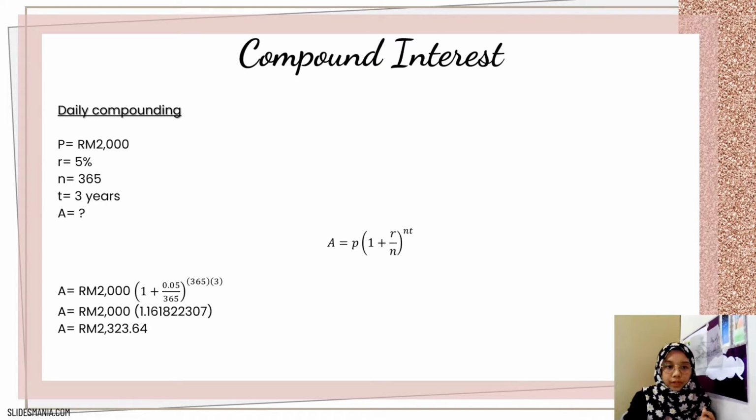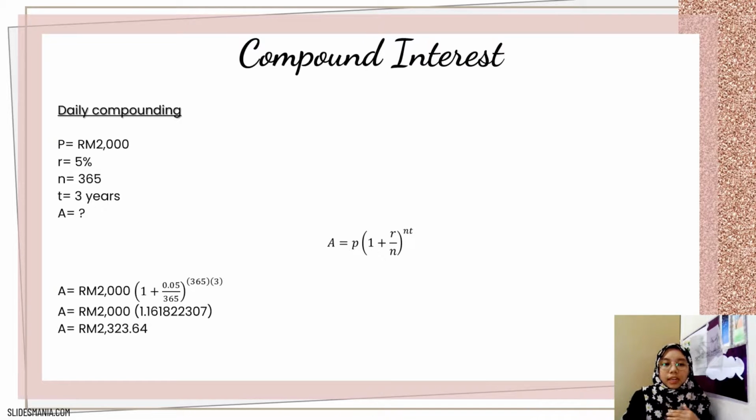Here's the equation for compound interest. The amount earned equals the principal times 1 plus the rate divided by the number of conversions, daily, meaning n is equal to 365 times t. So the amount would be equal to the 2000 ringgit invested times 1 plus the rate 5% divided by the number of conversions, 365 per year, to the power of 365 times 3.